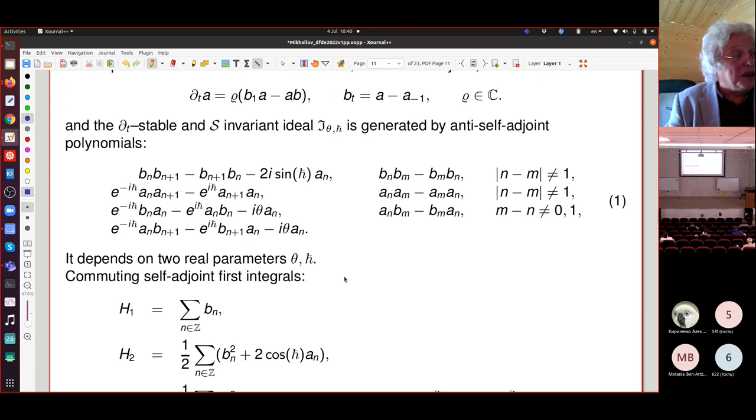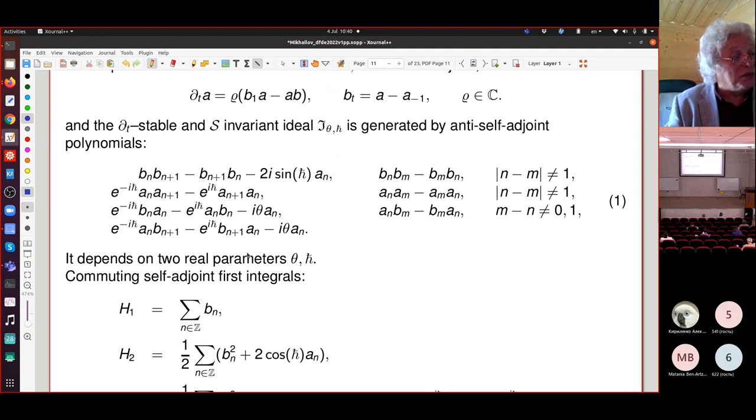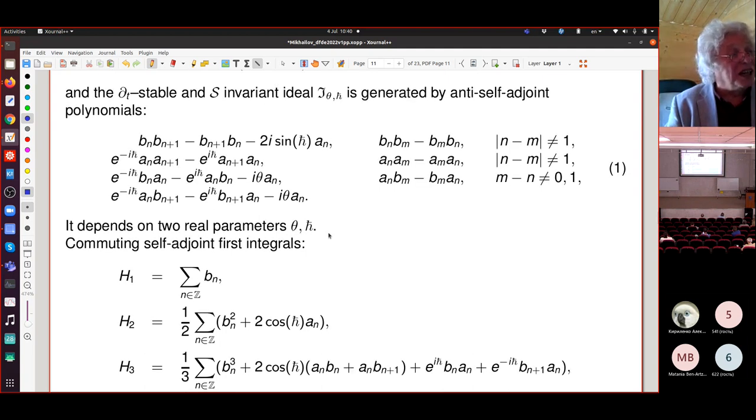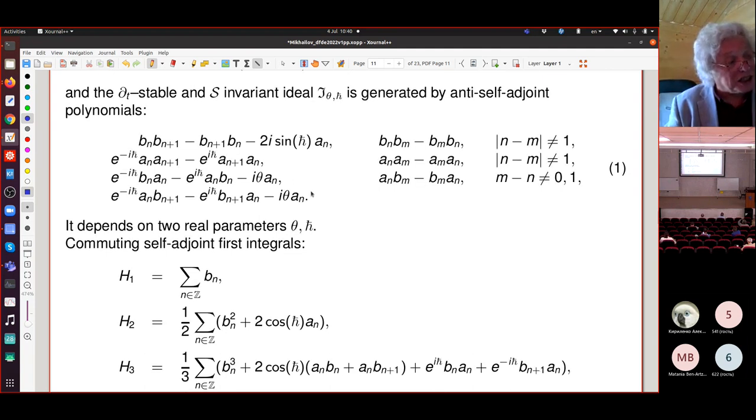Now we see that this ideal, up to this commutation relation, if you set this to zero, will give the commutation relations in the quotient algebra. You can check that this quantum equation, I say quantum because we now have commutation relations, has infinitely many first integrals, real first integrals, that if you differentiate in time, you get zero. And the first one is the same as before.